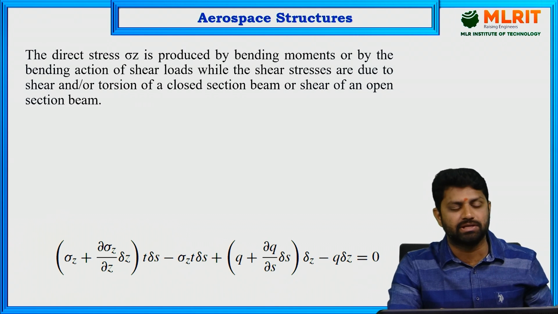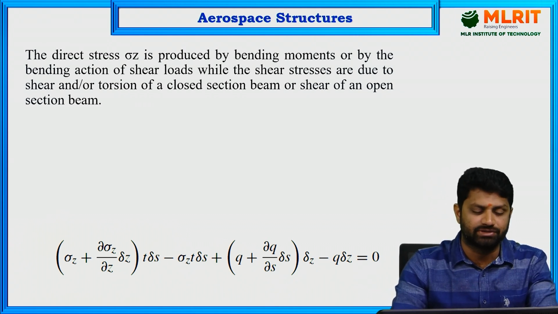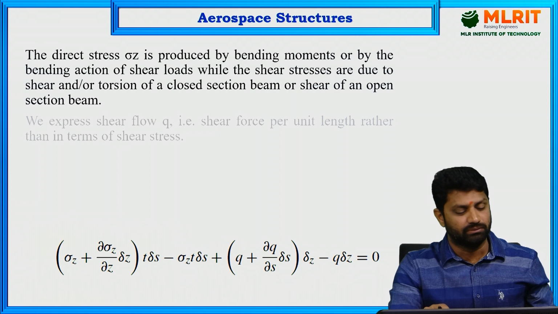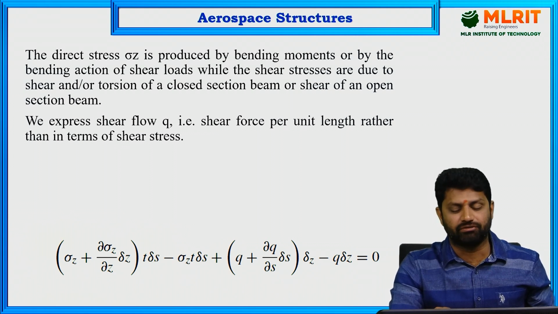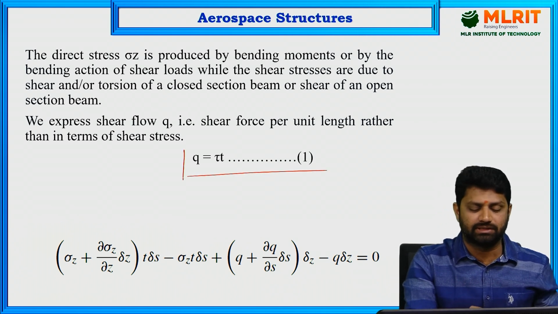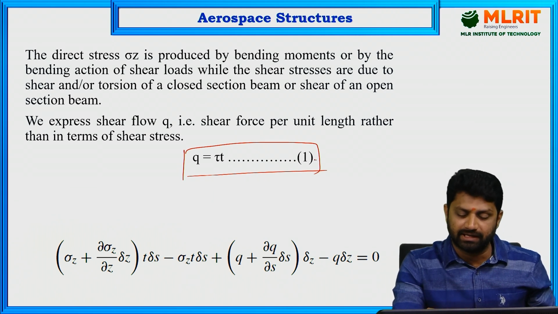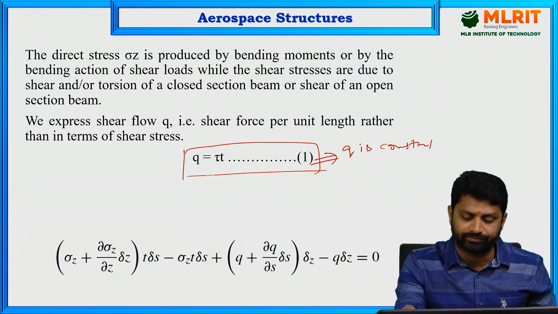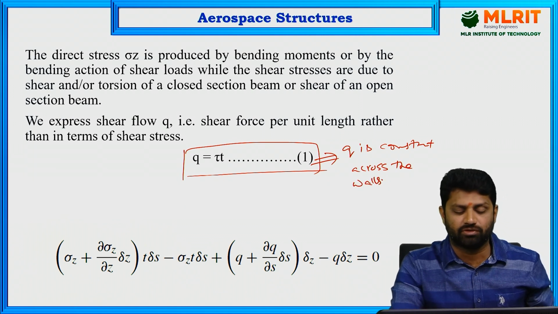The direct stress sigma Z is produced by bending moments or the bending action of the shear loads, while the shear stresses are due to the shear and torsion of a closed section beam or shear of an open section beam. So we express shear flow as the shear force per unit length, or shear force intensity, rather than in terms of shear stress, in such a way that Q is written as Q equals tau into T, and it is assumed that the shear flow Q is constant across the beam walls.